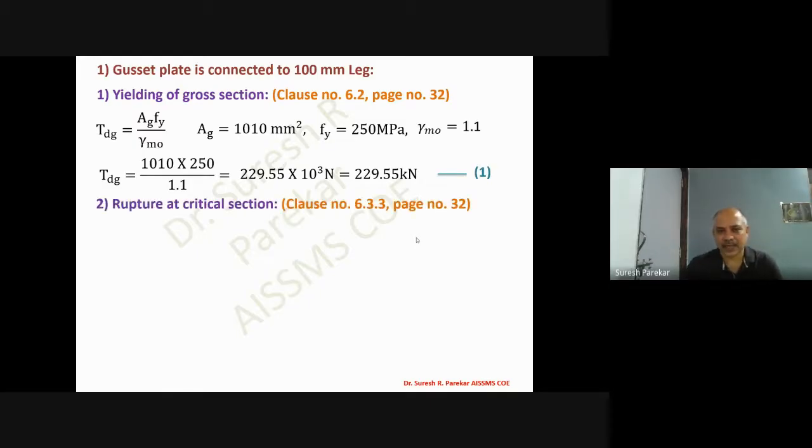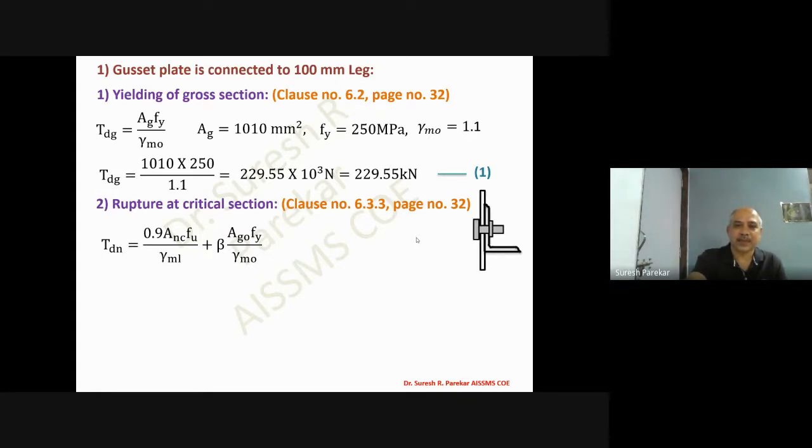Then I will go to rupture at critical section. So we have section 1 only. If we take any section, then one hole will be cut by the section. We are not going to take the section horizontal; we have to take the section vertical. And then we have Tdn = 0.9 Anc Fu / gamma m1 + beta Ago Fy / gamma m0.